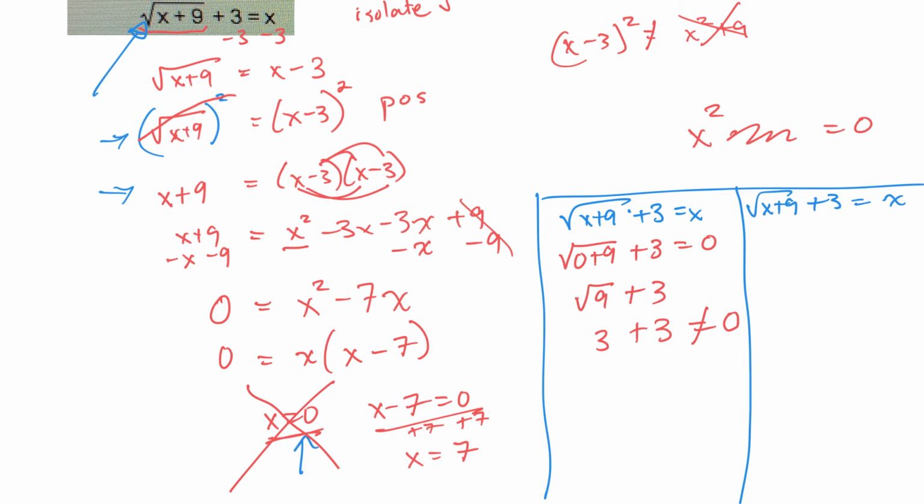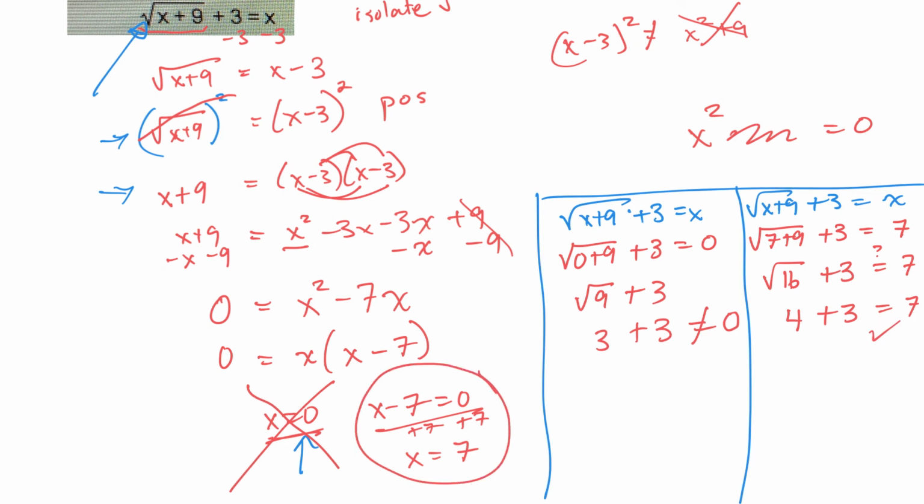Let's see if 7 works. So square root of 7 plus 9, plus 3 is equal to 7. 7 plus 9 is 16. So square root of 16 plus 3, is that equal to 7? Square root of 16 is 4. 4 plus 3, there we go. That one works out. So my answer to that question is just 7.